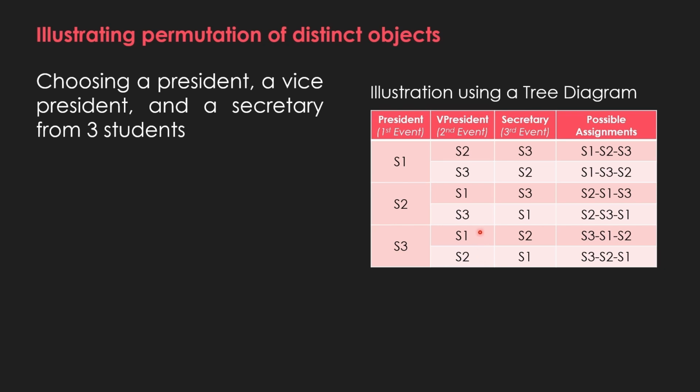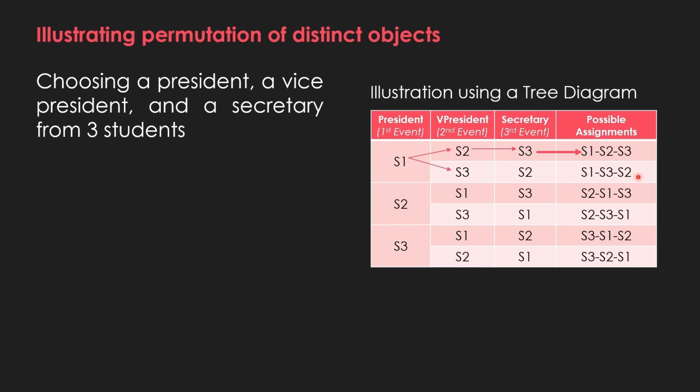And of course, anybody who wins on the second event has an effect on who will become the secretary, which is under the third event. So if we follow the arrow again, the first possible assignment could be that if student 1 is the president, the vice president can be student 2, and that means the secretary can be student 3. So we have these possible assignments.